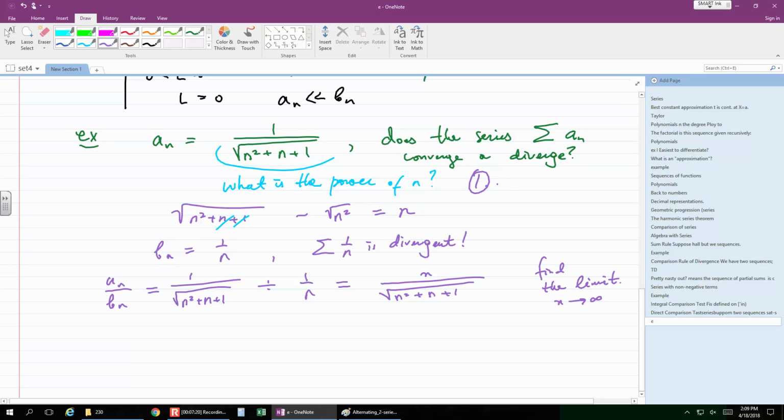A good idea. Or you can just do some algebra and simplify things. I would say factor. I would put the square root outside, and I have n divided by n squared, so the square root of n squared divided by n squared plus n plus 1. Okay, and so what's the limit?